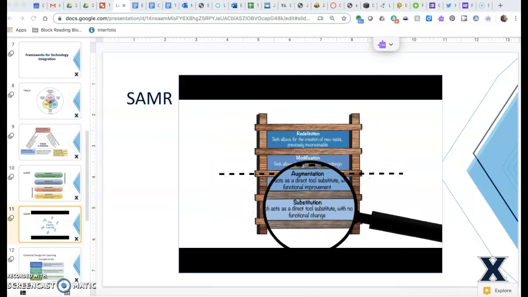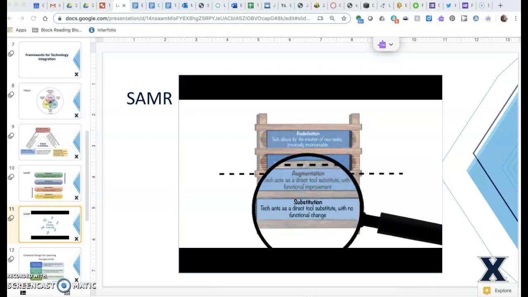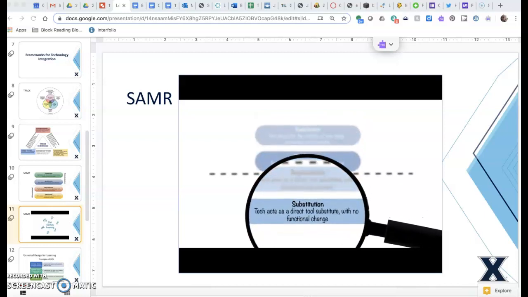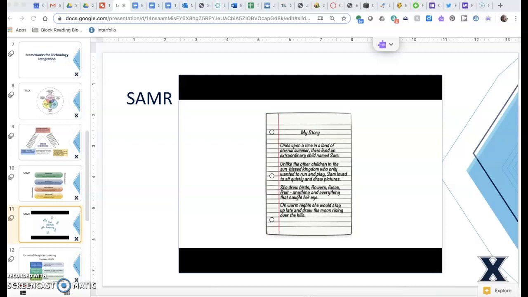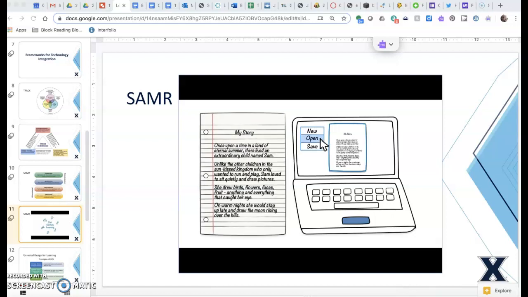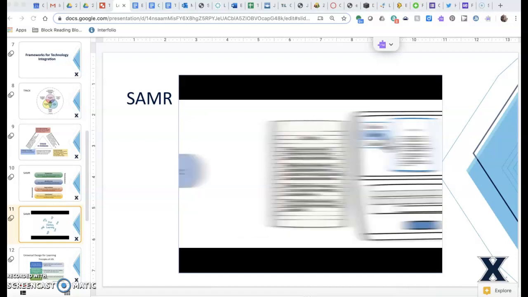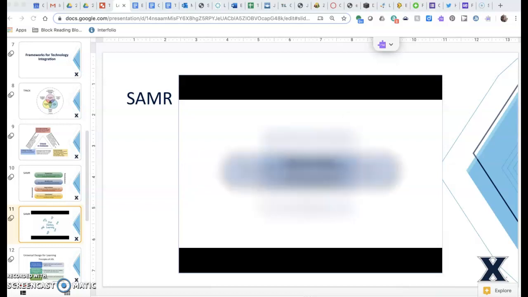Let's take a look at an example of a classroom task and how it evolves through the lens of SAMR. In substitution, technology acts as a direct tool substitute with no real functional change to the task. For example, take creative writing. What if you had students write a story using a word processing program? In this case, students are substituting a handwritten story for a typed story. The task is the same with no real change in student engagement.